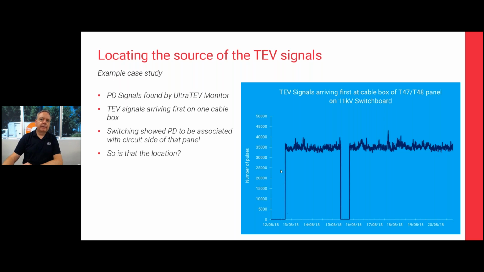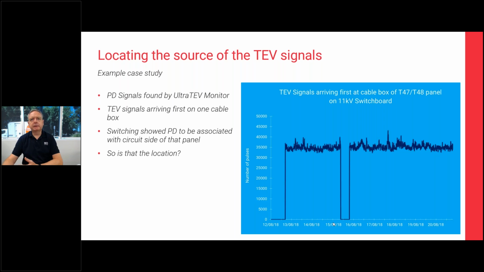Then by the 13th, we've got this high increase in the level of activity. So something has switched on. A process switched on, and we were seeing high levels of discharge. We can see it subsequently switches off around the 15th and back on the 16th. That switching operation gives us further indication of where that discharge may be.